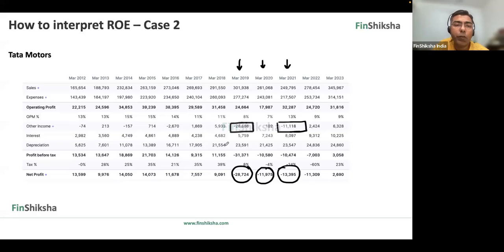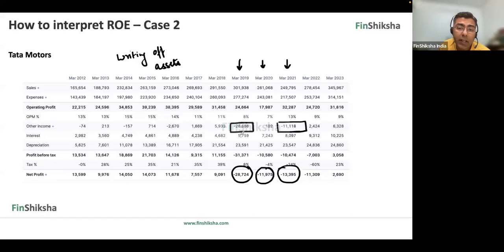If you dig deeper, I won't go into a lot of detail here. What the company was doing was basically writing off assets, right? So what do you mean by writing off assets? They had invested in some intangible assets. They do a lot of R&D from the perspective of new vehicles. They had invested in assets. They just wrote it off.